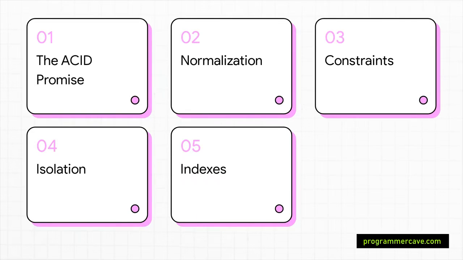All right, so here's our roadmap. We've got 5 key stops on our journey. We'll start with the absolute foundation, the ACID promise. Then, we'll get into organizing our data with normalization, locking it down with constraints, handling multiple users with isolation, and finally, we'll tackle that constant balancing act between speed and safety with indexes.